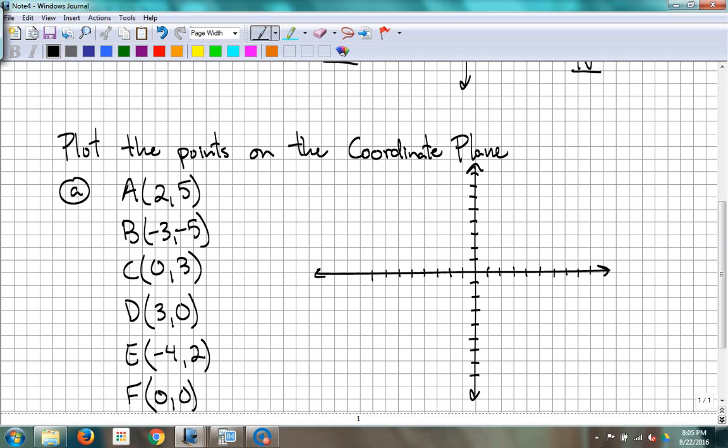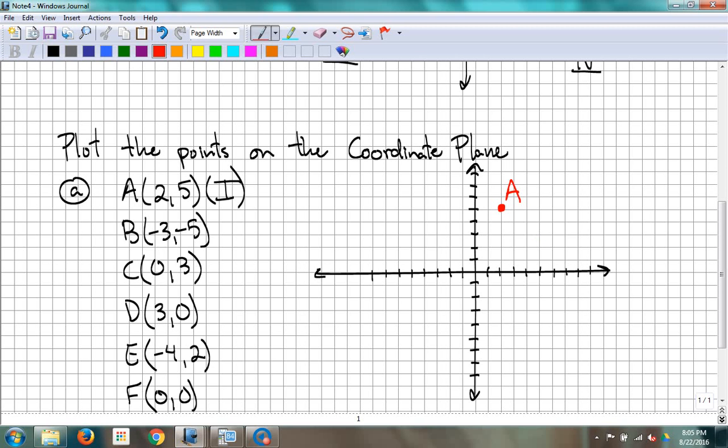Okay. So before we even plot them, let's say where they're at. So point A, where would it be located? What quadrant? Quadrant 1. I'm going to put that out to the side. And then I'm going to plot that point. Point A is at 2, 5. So I go over to 2 on the x-axis and up to 5 on the y-axis. 1, 2, 3, 4, 5. And that's point A. 2, 5. Over 2, up 5.